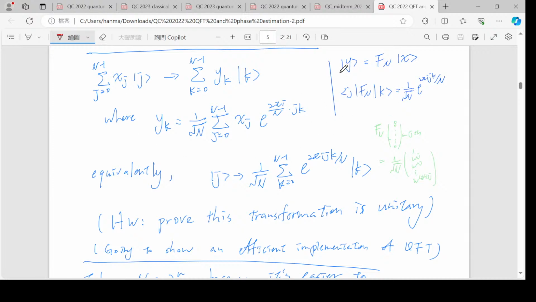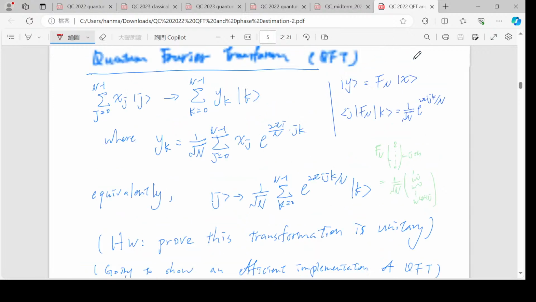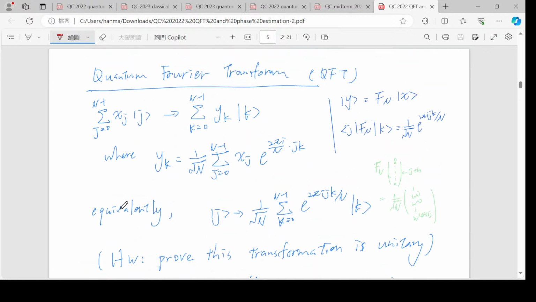So this is talking about the component y. We can also think about the components of x. We can define Fn this way, but we can also define Fn column by column. So we can define what Fn does on every computational basis state. We can think about what happens to the standard basis element under this Fn, and it will be this thing.